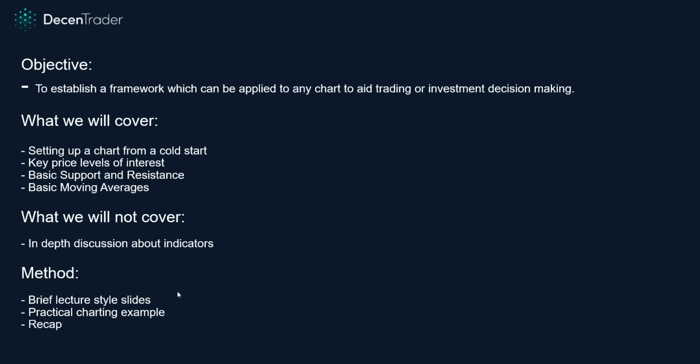What we're not going to cover is an in-depth discussion about indicators or chart patterns specifically. We will discuss those in a second follow-up part of the series. It's an extremely lengthy process. Today is all about setting up a chart and trying to understand how to use it with investment decision making. The method we're going to use is some brief lecture style slides, and then we're going to go through a practical charting example, building a chart from scratch. Then at the end we're going to do a recap of what we've discussed.